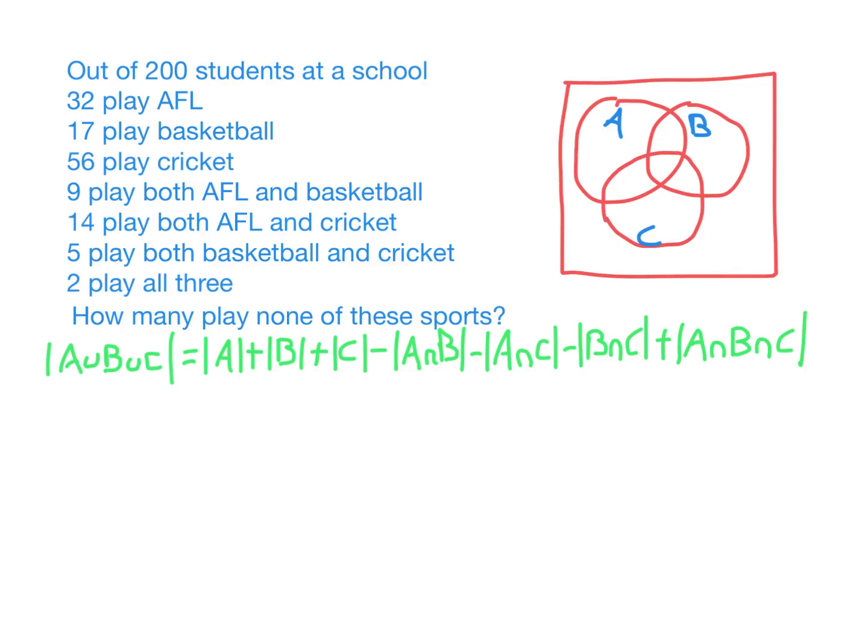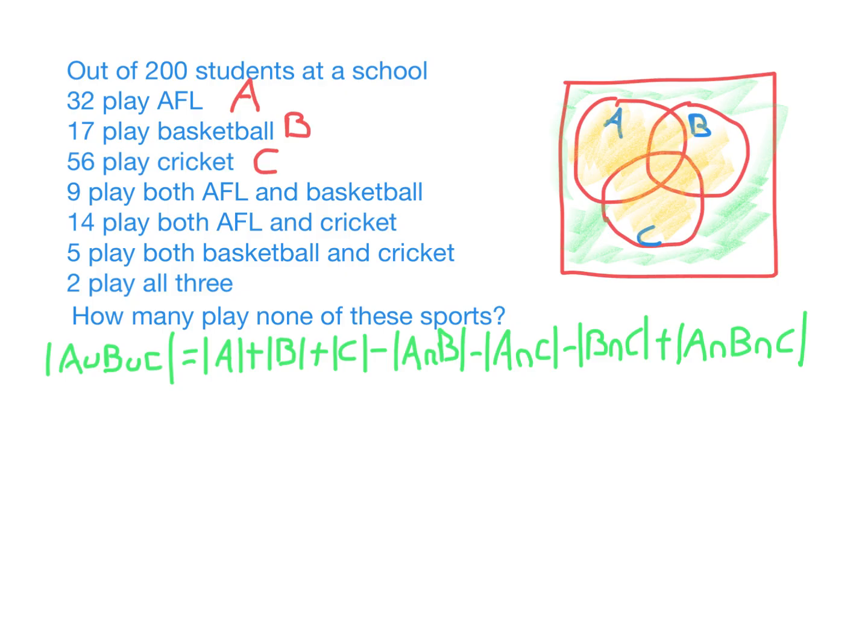So here we have a question involving three sets. We've got the number of people who play AFL, I'll call that set A, the number who play basketball, set B, and the number who play cricket as set C. We're asked how many people play none of these sports. Now note that this formula, the inclusion-exclusion principle, tells us how many are inside the circle. It tells us how many are in this yellow bit here. But the question asked us to find how many people don't play any of the sports, this green bit here.